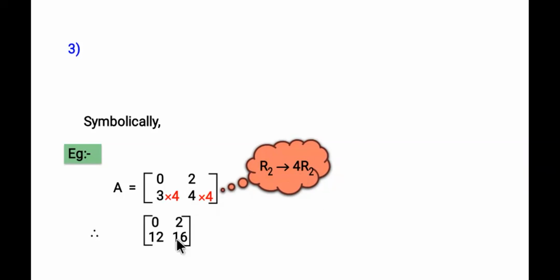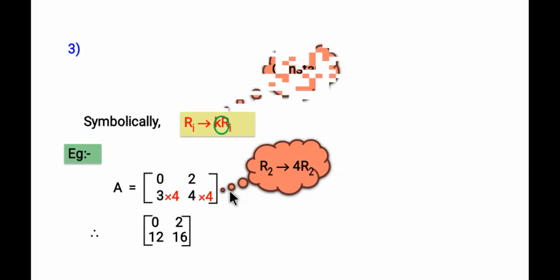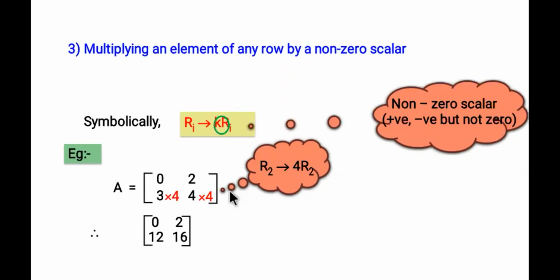So in general, you can represent this operation as Ri changes to k times Ri. Now what do you mean by k? K is any constant. Constant means it should be a non-zero scalar. That means it can be positive, it can be negative, but it cannot be zero. It is a non-zero scalar.